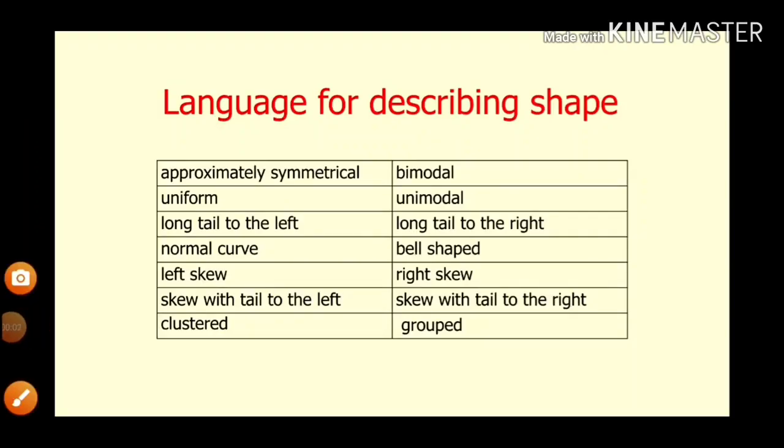To sum up, here's the language you need to describe in context. You need to talk about whether the data are symmetrical or not, whether it's uniform, skewed, and how many peaks there are by mode, unimodal. Another important one is clustered, which means all the values are grouped together in one specific area.